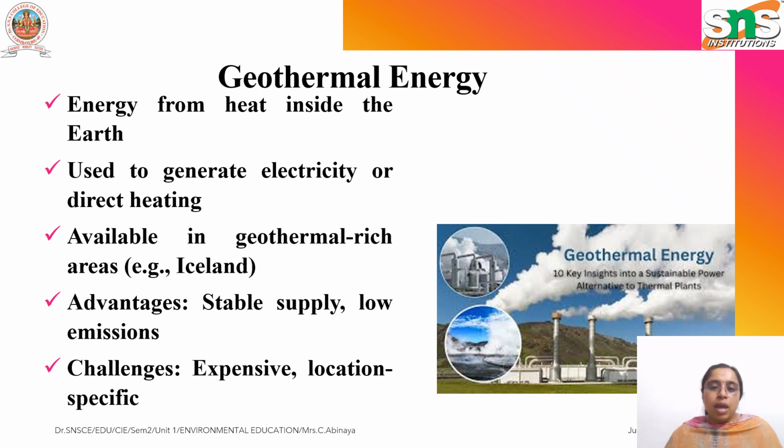The next type is the flash steam plants. They pull the high pressure hot water from deep in the earth, which flashes into steam to turn the turbines. And then the binary cycle plants, they transfer the heat from geothermal water to another fluid with a low boiling point, and this second fluid vaporizes and spins the turbine. So these are the three main types of geothermal power plant systems.